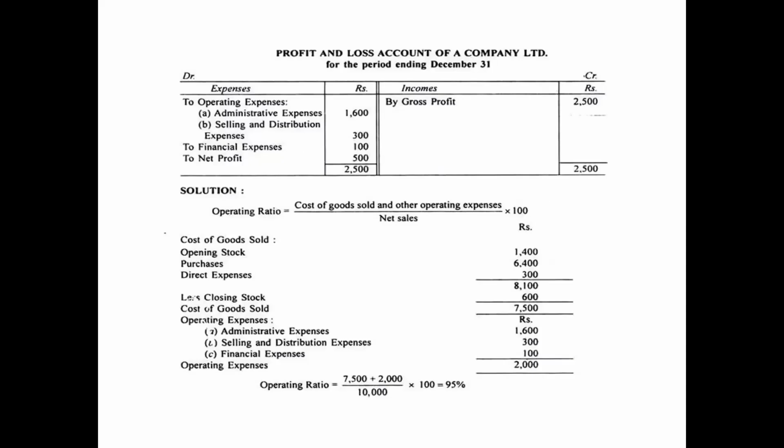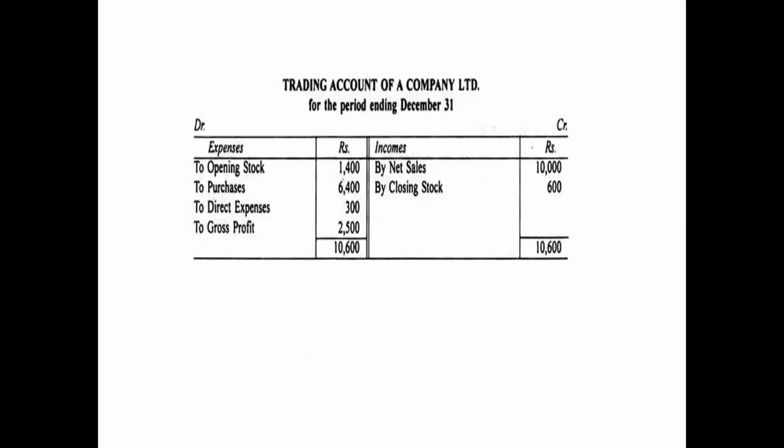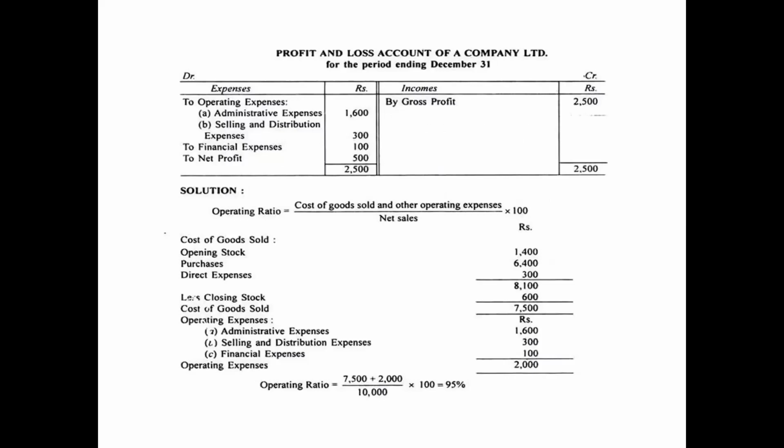Now, how to calculate operating expenses? You add all the expenses given in your P&L, like administrative, selling and distribution, and finance expenses. So it comes out to be 2,000. So 7,500 plus 2,000, you get your numerator, divided by net sales. Net sales is again given in your trading account. It is 10,000. Divided by 10,000 into 100, you get your operating ratio. So if you know the formula, you know what you want. Like in the formula of operating ratio, you know you need cost of goods sold and other operating expenses. Then you should know the formula of cost of goods sold, and you know which are operating expenses. Okay, so this is how you have to solve.